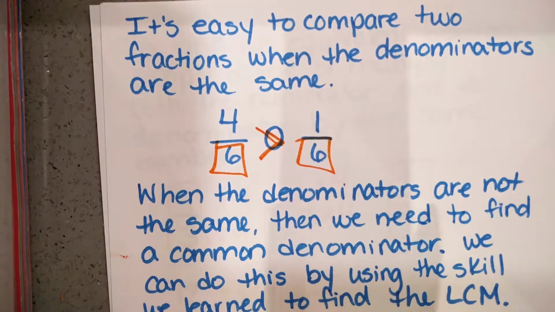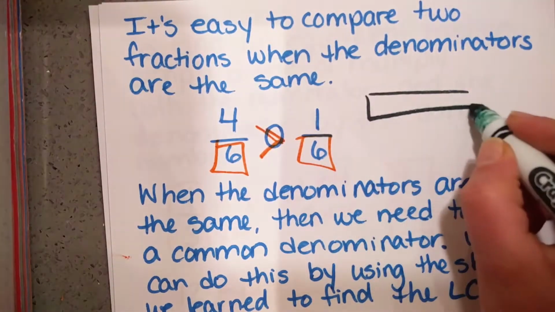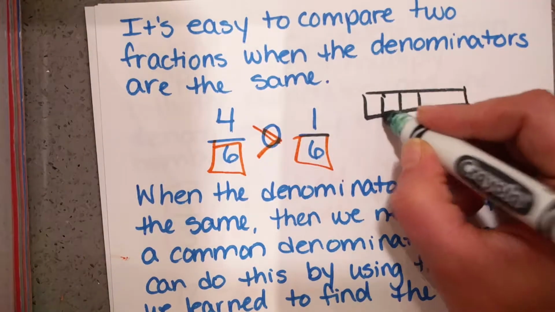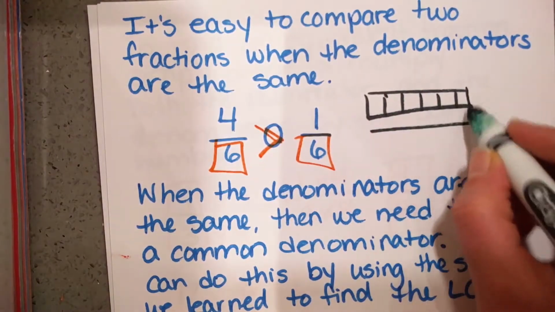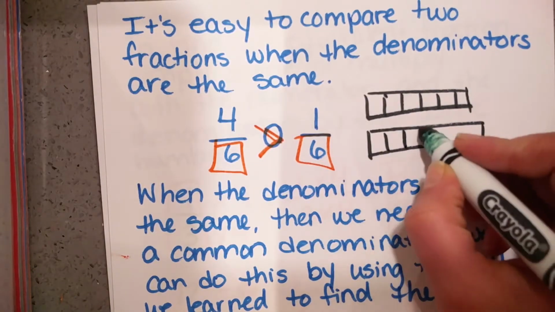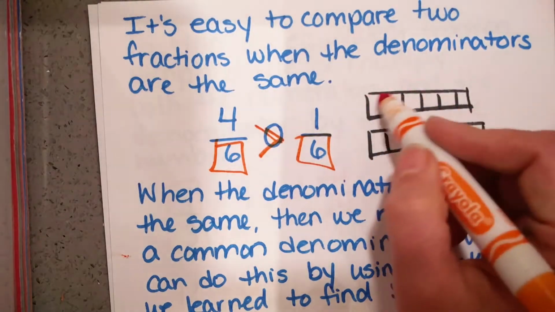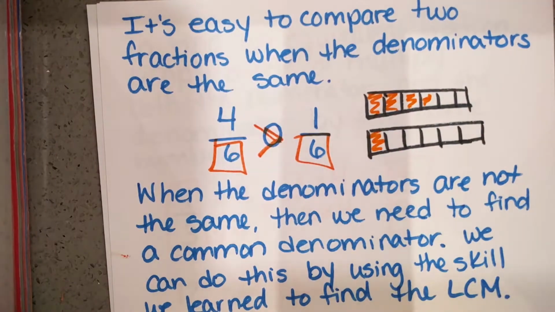So essentially, what we've had is we've had 2 chocolate bars cut into 6 pieces. That's 1, 2, 3, 4, 5, 6. Yeah, we're good. And we're trying to compare which one's more. So the first one represents 4/6. The second one represents 1/6. Easy peasy. 4/6 is greater than 1/6.